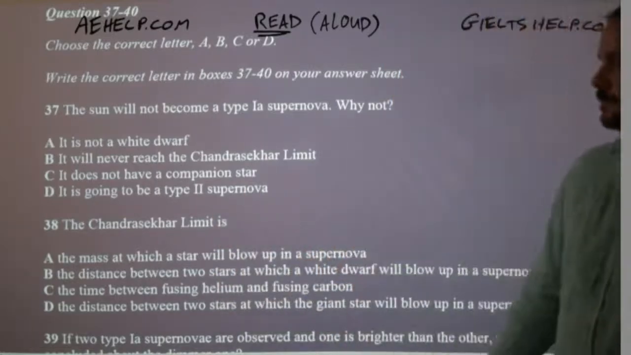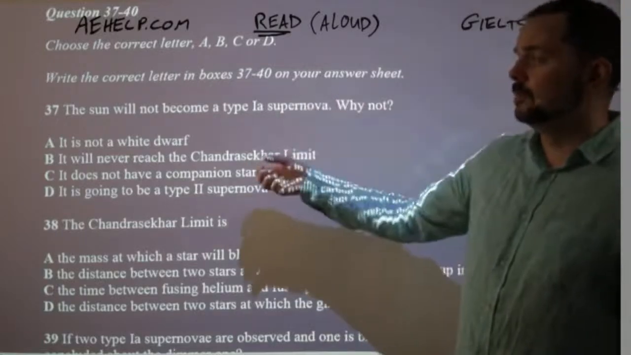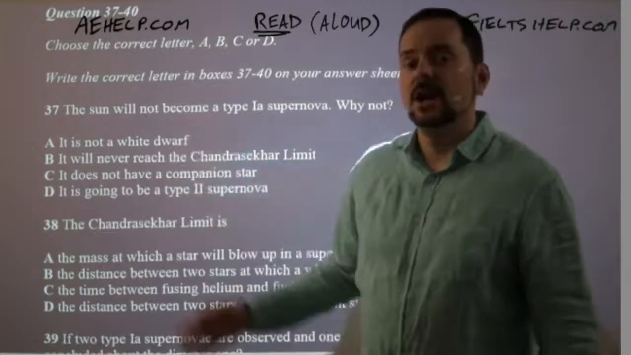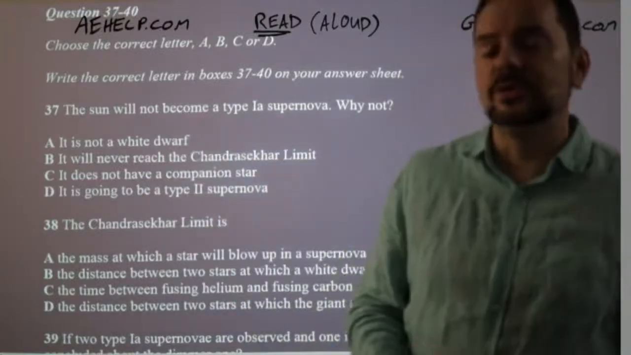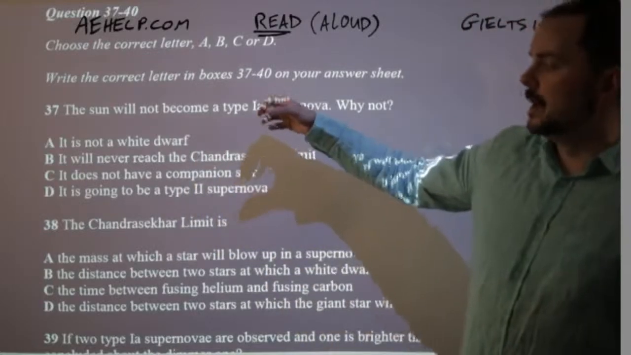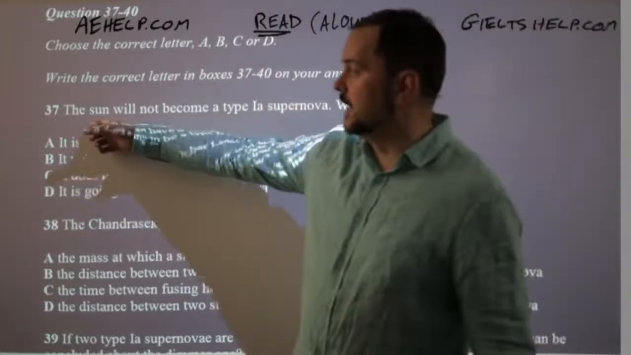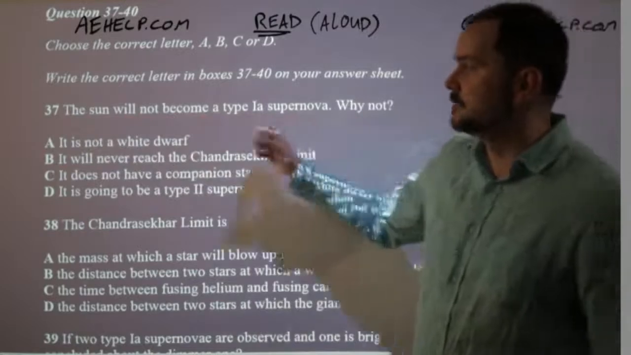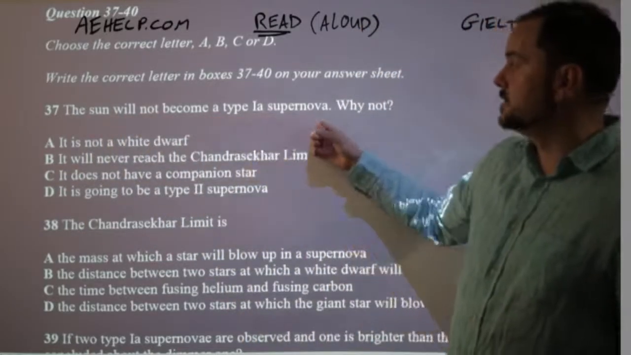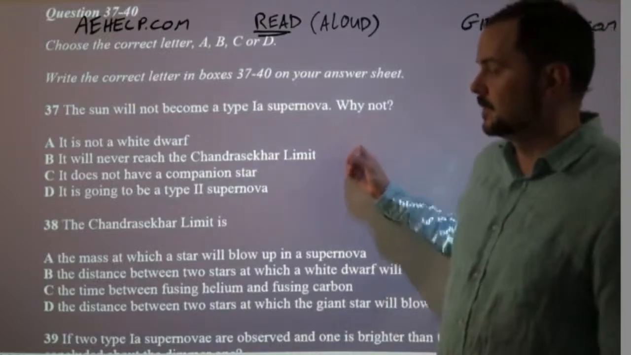Okay. All right, so multiple choice. This one's a bit tricky. Careful. Don't read all the choices. That's easy to not do in the computer-based exam because it's drop down often. So here we go. You just read the sentence at the top. So the sun will not become a type 1a supernova. Why not? Okay.